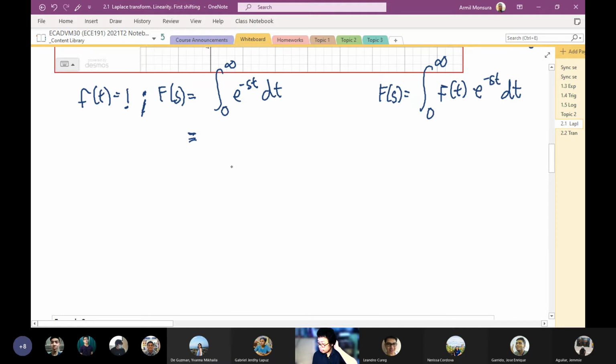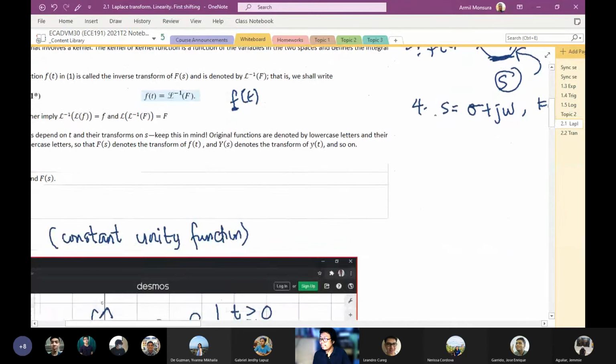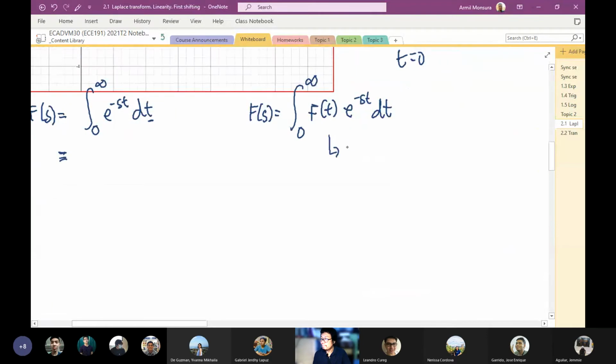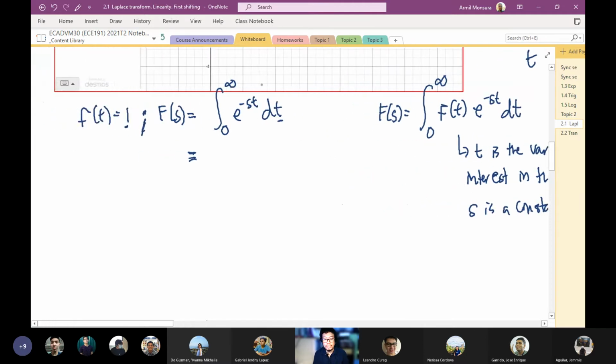What's the integral of e raised to negative st? Tandaan nyo ha, ang variable of interest natin dito is t. Therefore, s is a constant. Okay? In this integral, nakalimutan ko pang sabihin, dagdag nyo yun as number 5 ha. In this integral, t is the variable of interest in the integration. Therefore, s is considered to be constant in this integration. Okay? So in that case, ano yung integral ng e raised to negative st?